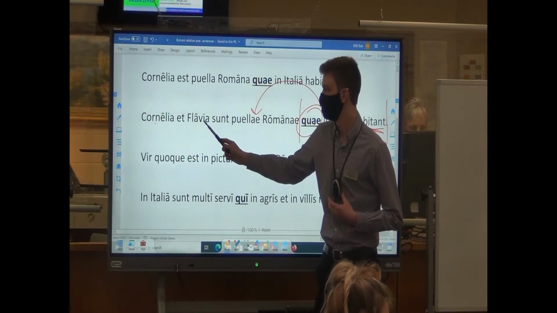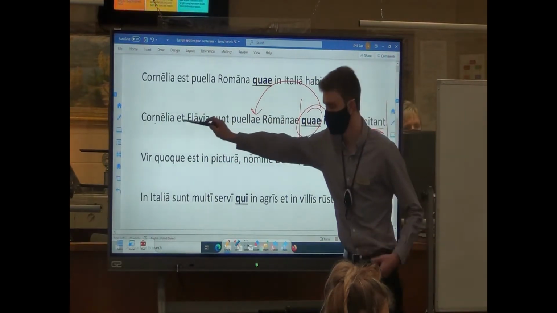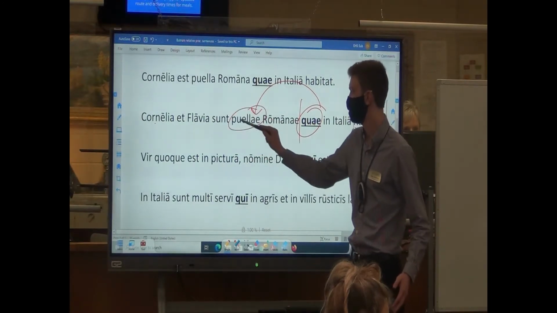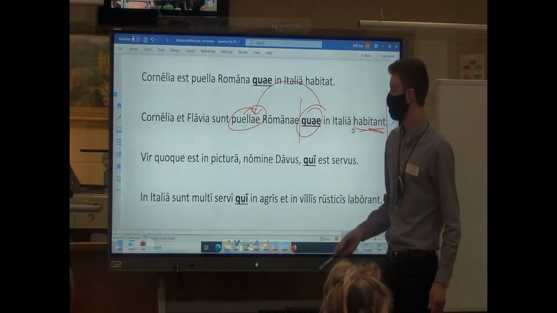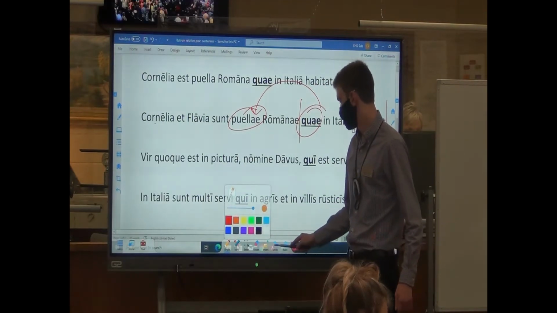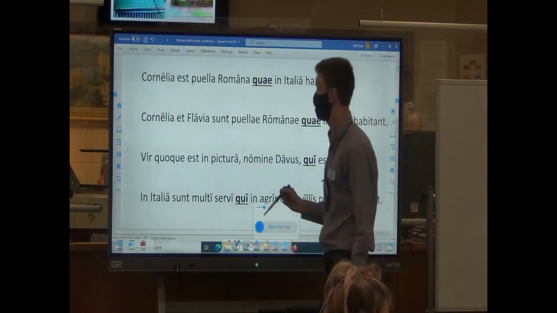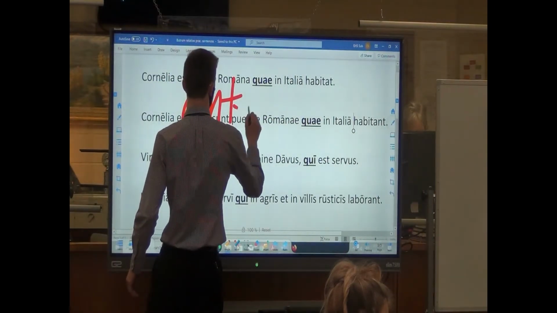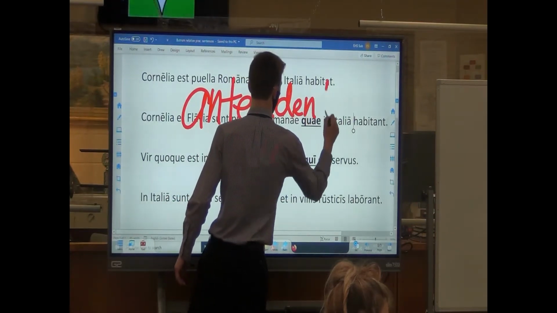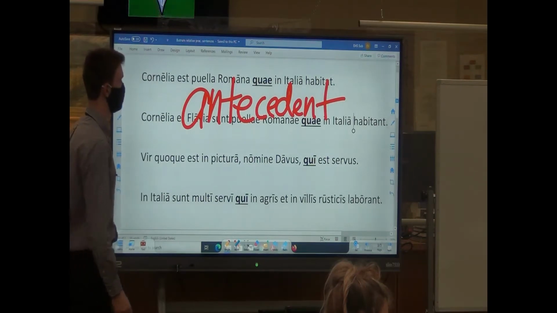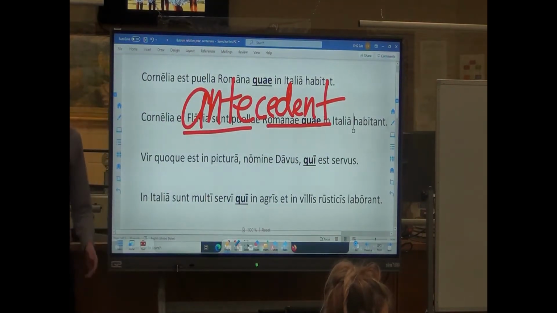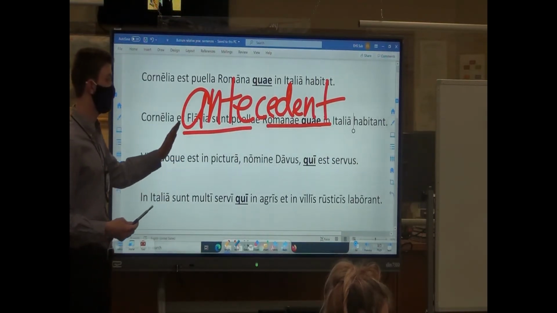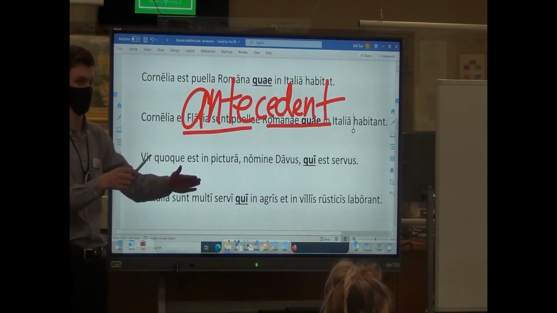And then this is our subject, so that means it also has to be plural. Cornelia and Flavia, while it's referring to puellae, the two of those, technically it's referring to puellae, because you can't refer to two words at once. That makes sense? So, puellae is what is called the antecedent. Do you remember the word I spelled out last time? Yeah, the antecedent. Ante meaning before, and cedent coming from cedo, cedere, meaning to go, like goes before. So it's usually going to go before the relative pronoun, the antecedent.